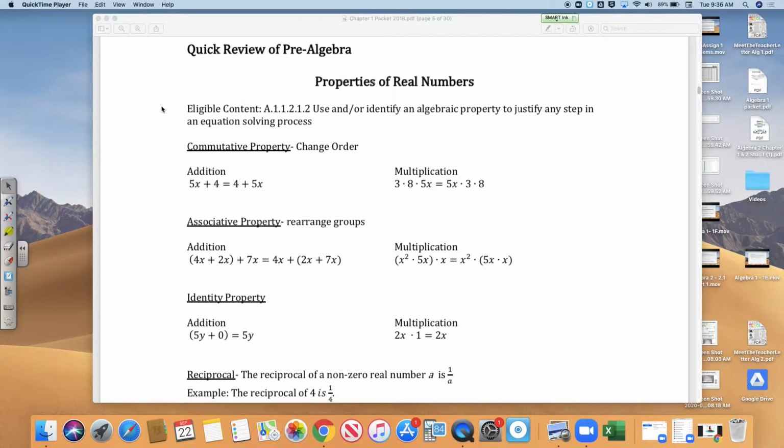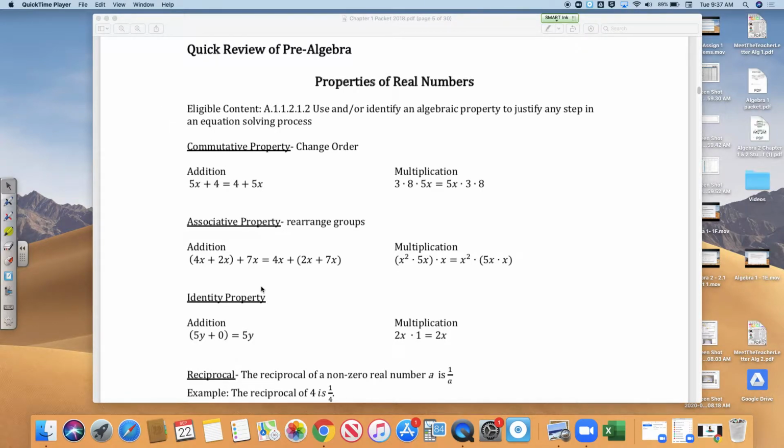The associative property, you're basically changing the grouping. So you're rearranging the groups of numbers that are put together in parentheses. 4x plus 2x plus 7x equals 4x plus 2x plus 7x. The numbers are in the same exact order, but the grouping changes. In the first one, 4x and 2x are grouped together, so you would add 4x plus 2x first and get 6x, and then add 6x plus 7x to get 13x. But in the second one, the 2x and the 7x are grouped together first, so you would add 2x plus 7x and get 9x, and 4x plus 9x is still 13x. It works for addition and multiplication.